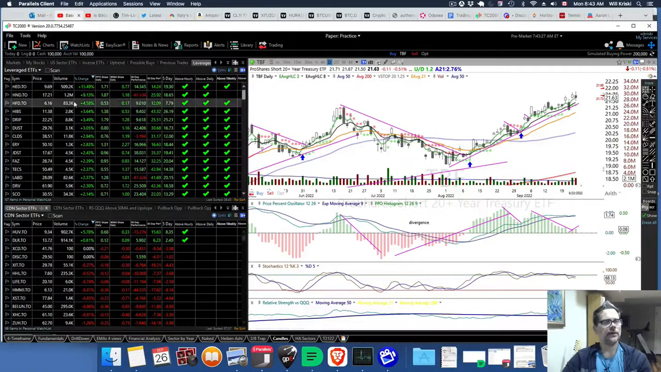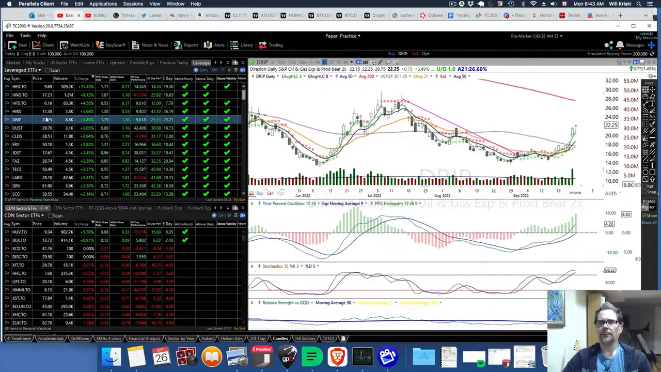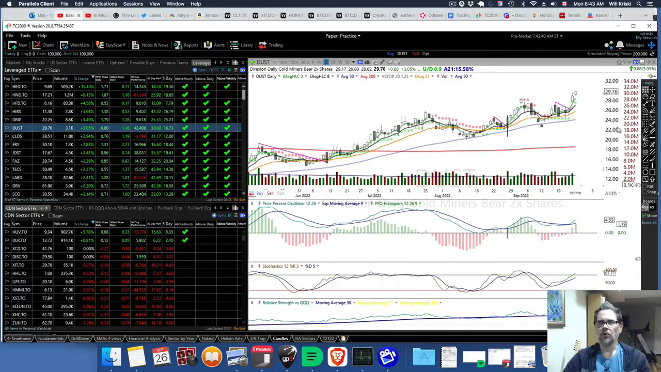Someone else mentioned LabD, so I'm going to go to the leverage ETFs. You have a whole bunch here for oil and gas, for high beta, bear, DUST, which is the gold miner. So like I said, it kind of gapped up here and it's going fairly steep here, but this is a nice slope.